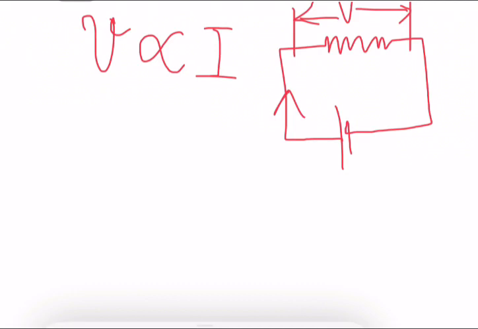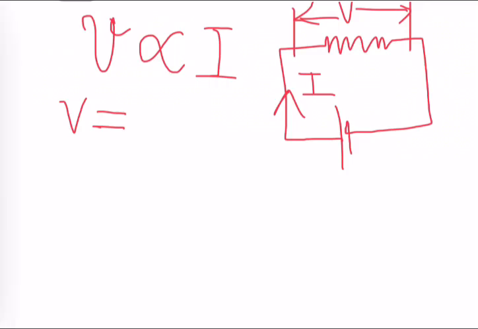If more the potential difference, more the current. Lesser the potential difference, lesser the current. If you want to equate it, you have to multiply by a constant. What do you call this constant? V is equal to, you want to multiply by one constant. What is that constant called as?